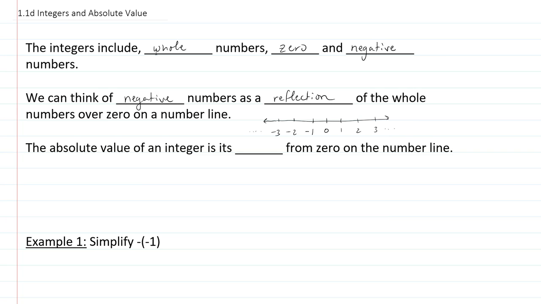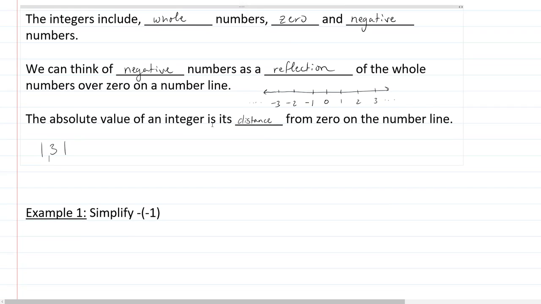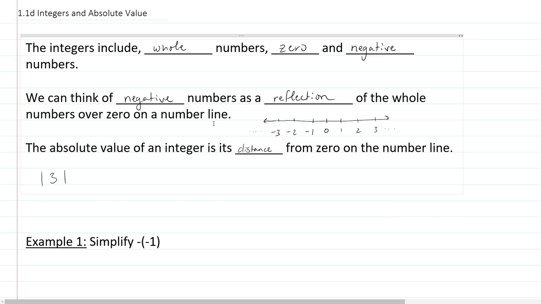The absolute value of an integer is its distance from 0 on the number line. So we denote absolute value with these line symbols with a number in between. So that would be the absolute value of 3. Let's go through a couple examples involving integers and absolute values.